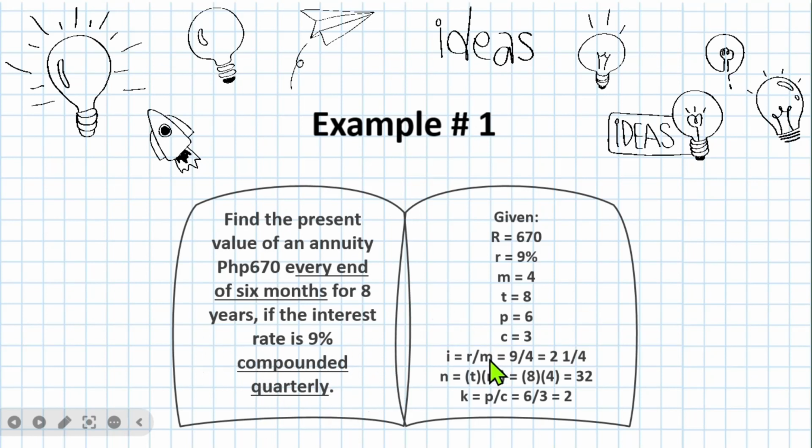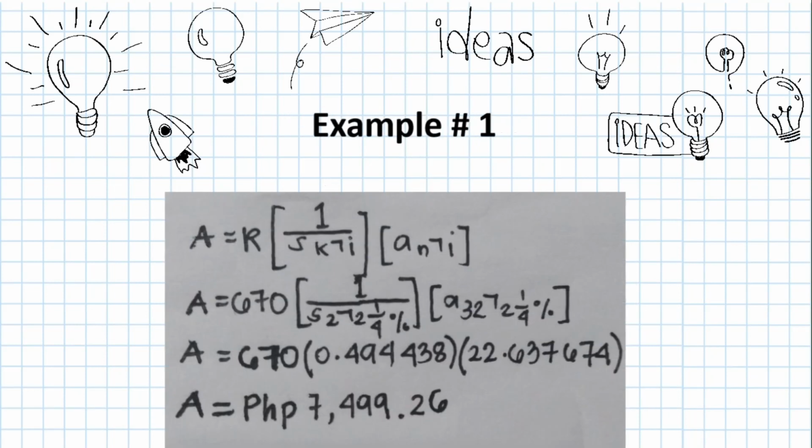To get the i, let's divide our rate, which is 9, by our m, which is 4, and we will get 2 and 1/4. To get the n, let's multiply our t, 8, by m, 4, equals 32. And to get our k, let's divide our p and c. It is 6/3, and we can still simplify it, and we will get the final answer, which is 2.